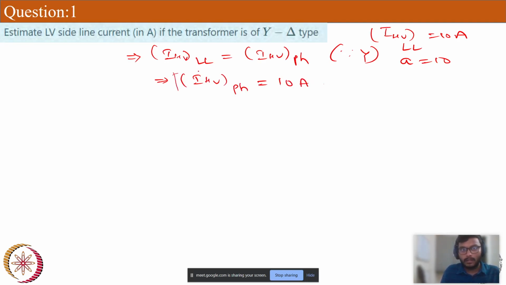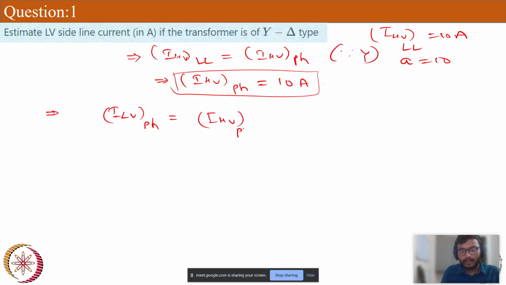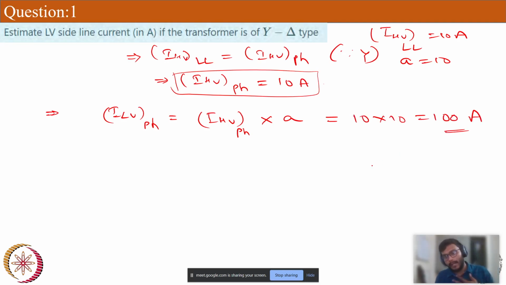Now we got this. And from the turns ratio, what would be my low voltage side phase current? It will be high voltage side phase current multiplied by turns ratio. Voltage will be divided, current will be multiplied with turns. So 10 into 10 is equal to 100 amps. Now I know what my phase current is in my delta side.